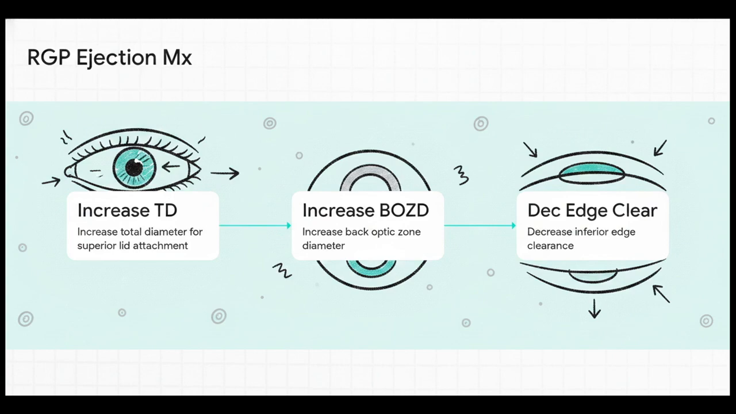First, we increase the total diameter for better superior lid attachment. Next, we increase the back optic zone diameter. And finally, we decrease the inferior edge clearance. These 3 exact adjustments stabilize the lens and keep it securely on the eye.